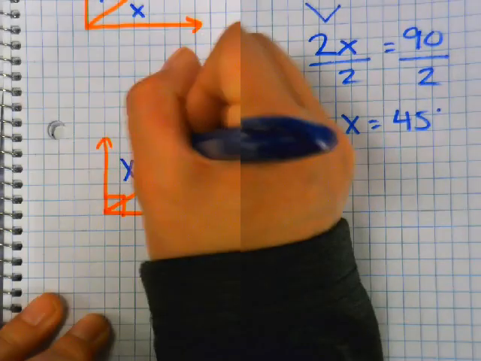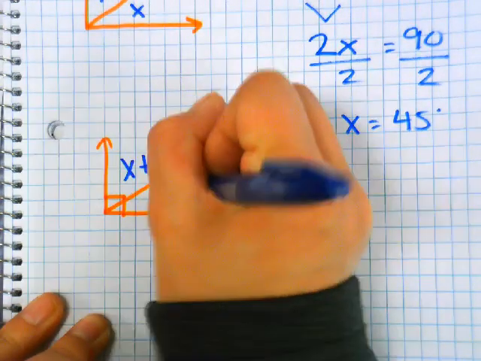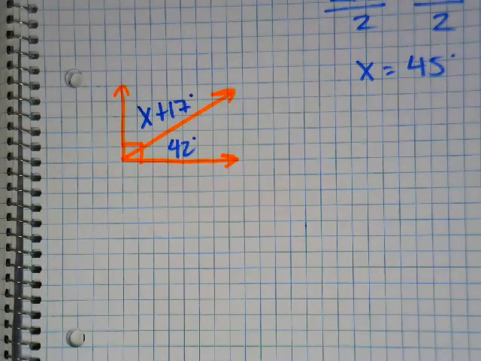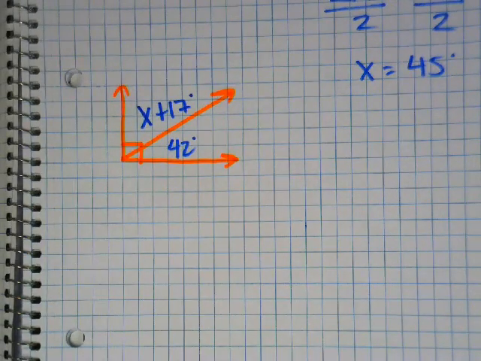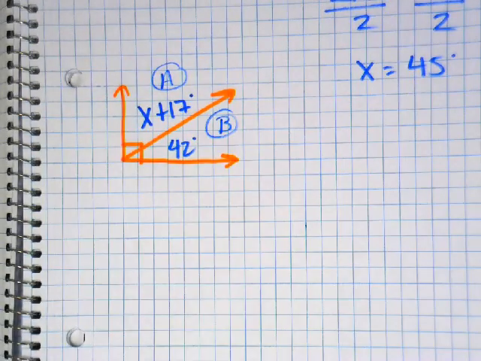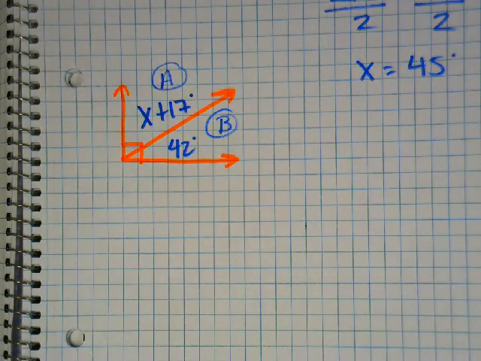X plus 17 and 42 degrees. Relatable. What do you know about this? What did you learn 5 minutes ago? X plus 17, that you set up in like an equation? Yes. These two angles, so this is angle A, and this is angle B. You learned that when I add angle A and angle B, it has to equal 90. So you set it up, even though there's a bunch more stuff on there.